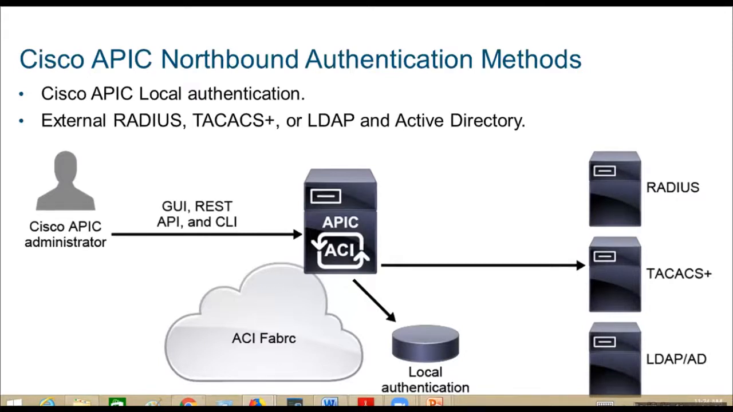Starting with 3.11, Cisco introduced kind of like a keep alive feature. So the APIC can, ahead of time, keep sending these heartbeats or keep logging into these servers to check if the Radius server is alive, the TACACS server is alive, the LDAP server is alive, or your Active Directory server is available or not.